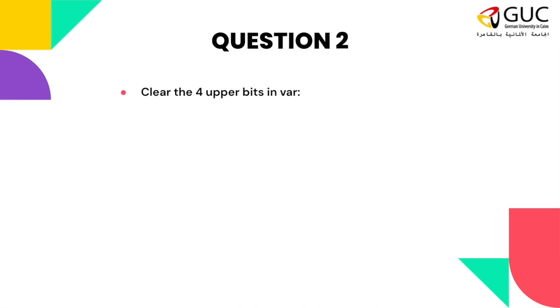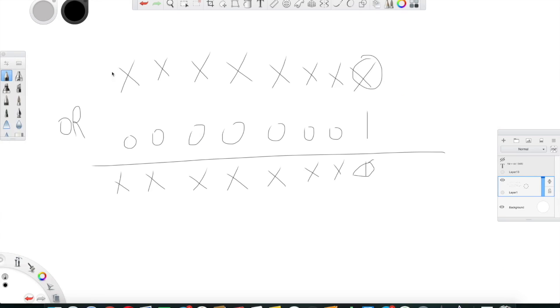Clear the 4 upper bits in var. Clearing means that I will perform an AND operation. The part that I want to clear, I will AND it with 0, and the other bits will be ANDed with 1, just to prevent the other bits from changing. So let's try this also on the sketch.